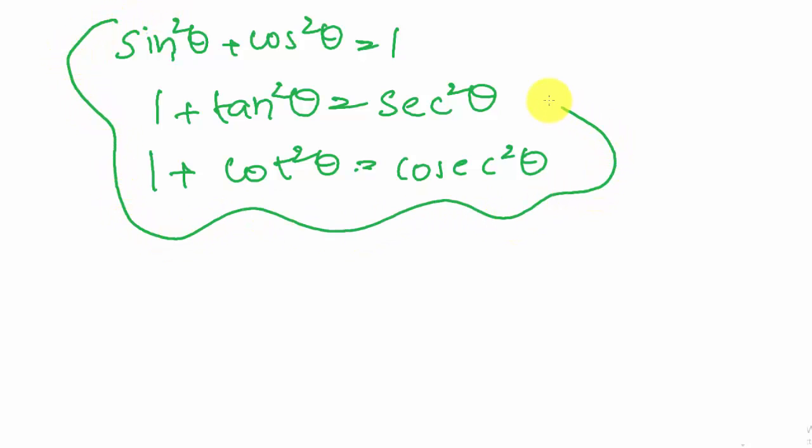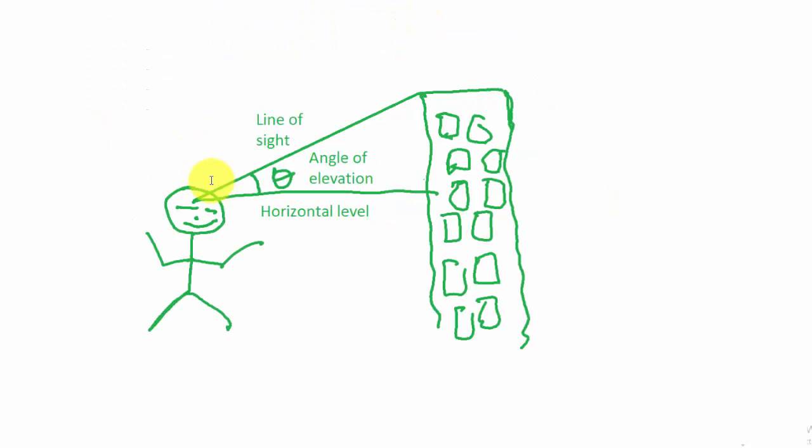Just learn this stuff. See, so you see this blind guy right here. Now he looks at the building. Wait, you just said he's blind. It doesn't matter. Logic doesn't matter. Now he looks at the top of this building, and then there's this horizontal level. Like you see, it's perpendicular to this dude. That's the horizontal level. Now the angle between the line of sight and the horizontal level is your angle of elevation. Just keep that in mind because you're going to be using that for all your problems.